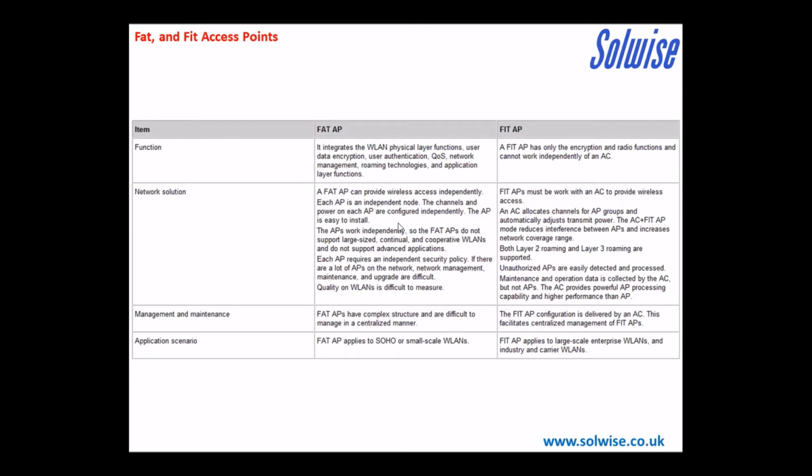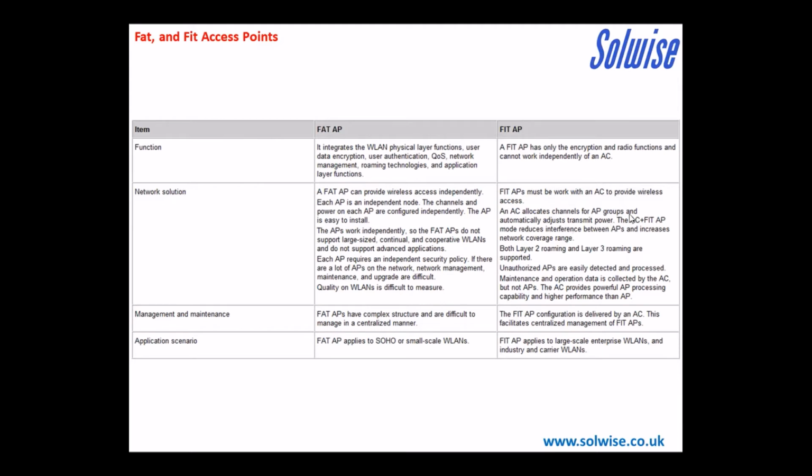A FAT access point can function in a completely independent mode. So the channels and the power in each access point can be configured independently. The AP can work independently. It does not need things like access controllers there or anything like that to work. Quality on WLANs, though, is difficult to measure because each access point is just thinking of itself. It's not necessarily directly communicating and interacting with other access points on the network. Now, FIT access points must have a controller.